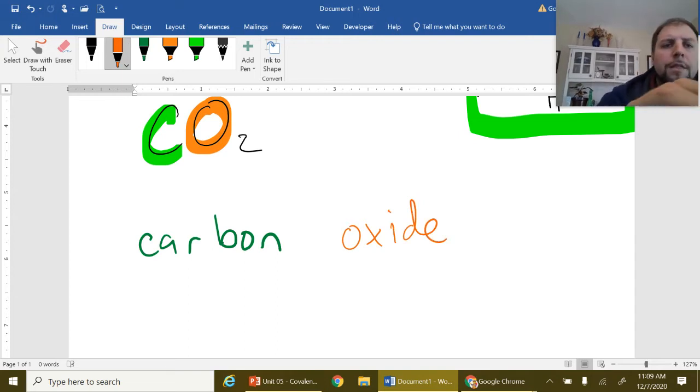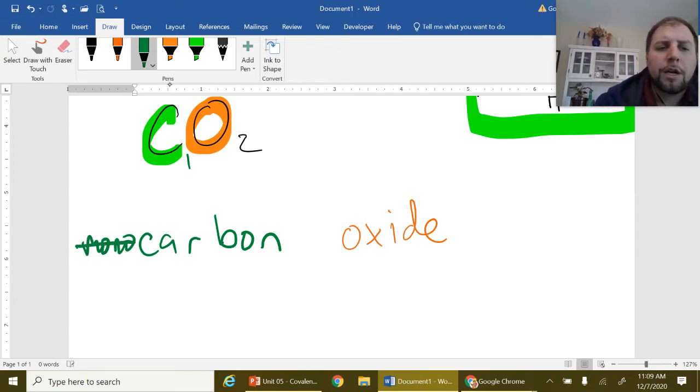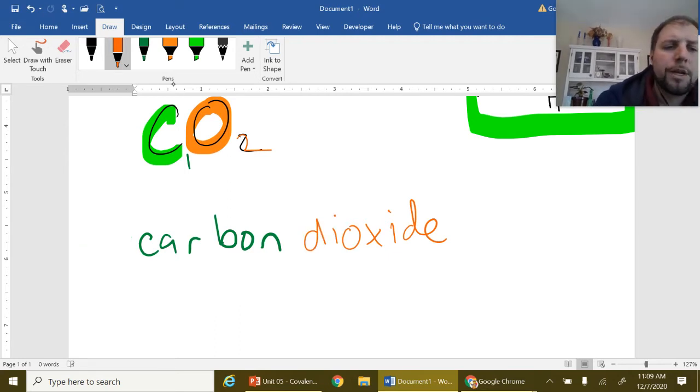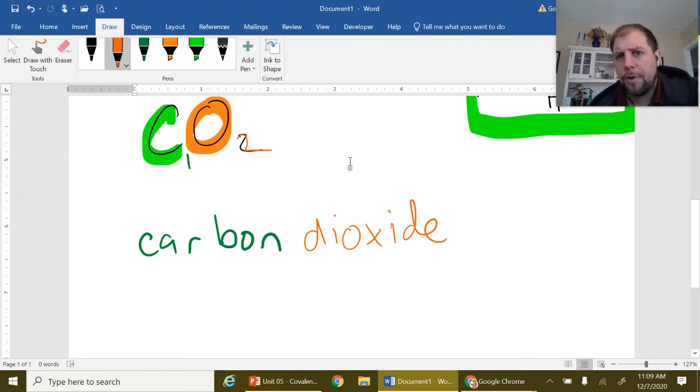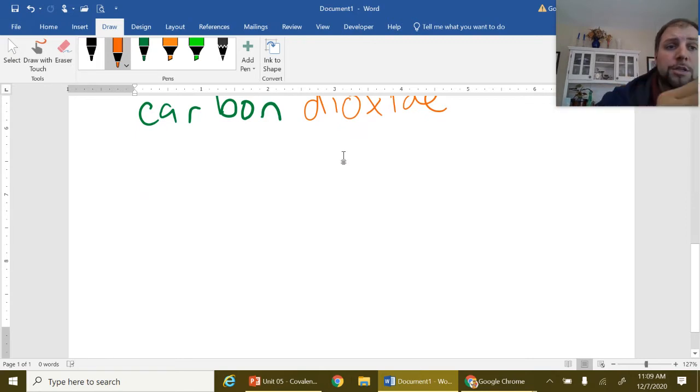Then you take a look at how many of each atom type are there. Well, this carbon only has one. So we just leave this as carbon. We could put mono, but we don't include mono if there's only one of the first atom. And then there are two oxygens, so this would be dioxide. So the name is carbon because there's only one carbon, dioxide because there's two oxygens. Fairly straightforward. Let's do another quick one.